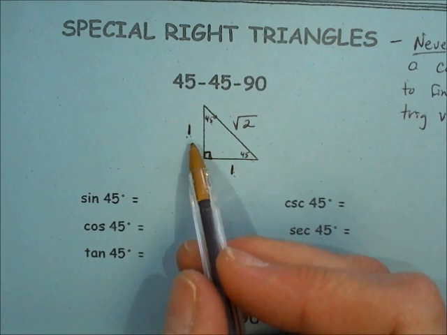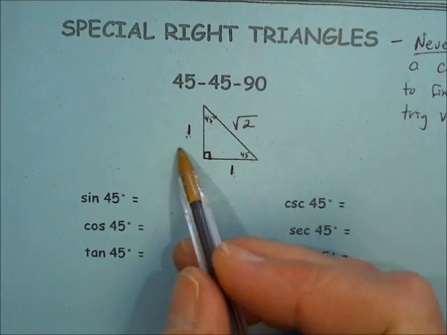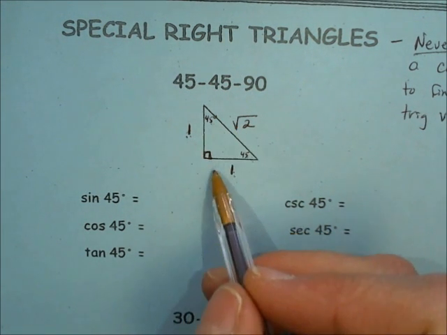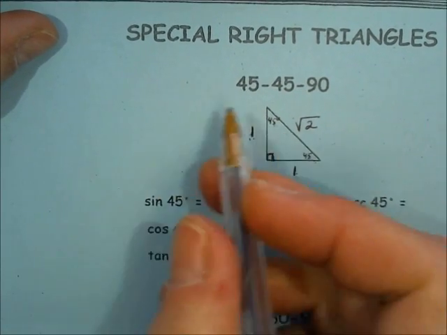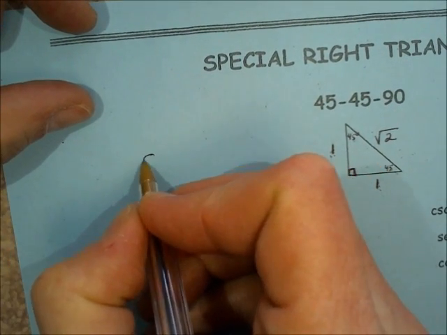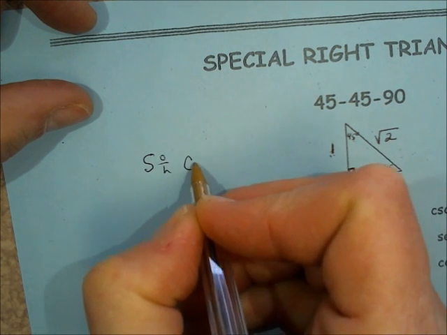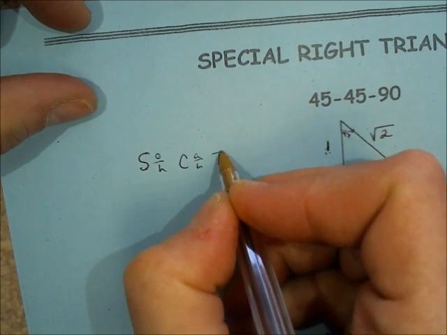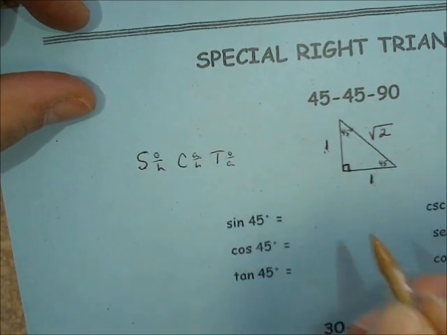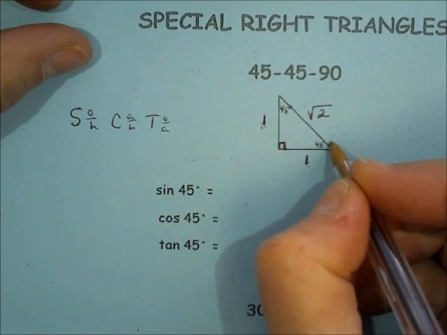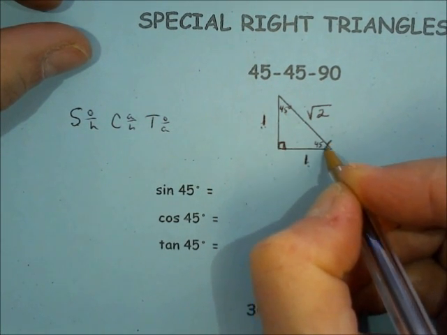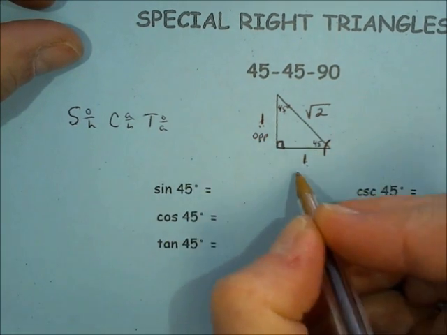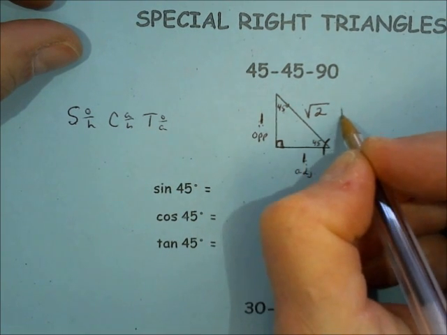If you can remember that, it doesn't matter if these are 1 and 1 or 2 and 2, but these two are equal to each other, and then this is the square root of 2 times whatever this length is. So on this 45-45-90, again, we're going to do SOHCAHTOA. Sine is opposite over hypotenuse, cosine is adjacent over hypotenuse, tangent is opposite over adjacent. It doesn't matter which angle we choose. We can choose this one because they're both 45s. So here's the 45-degree angle, and here's the opposite side, here's the adjacent side, and here's the hypotenuse.